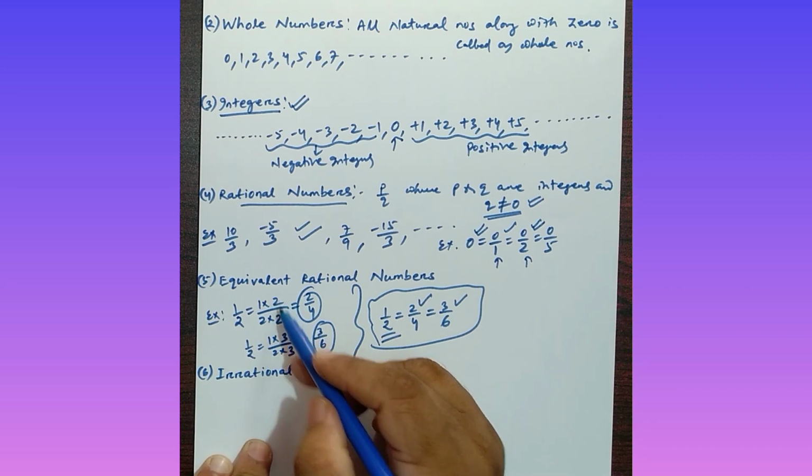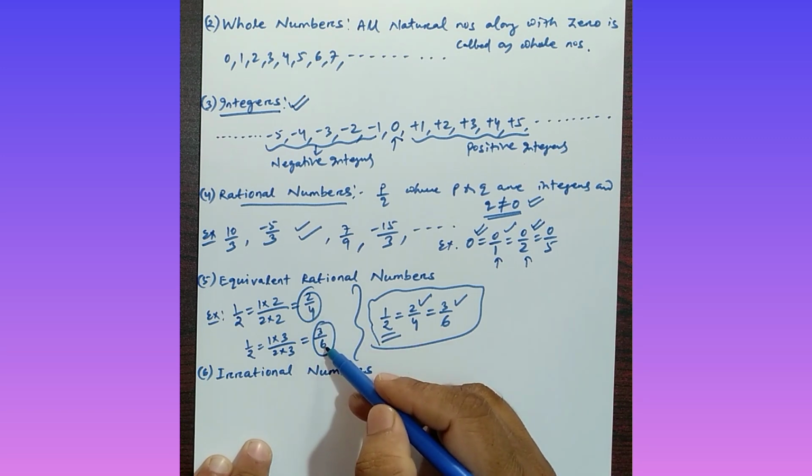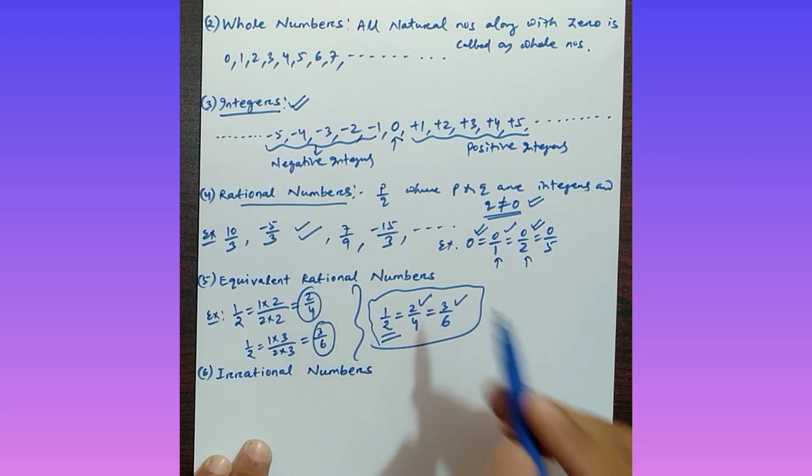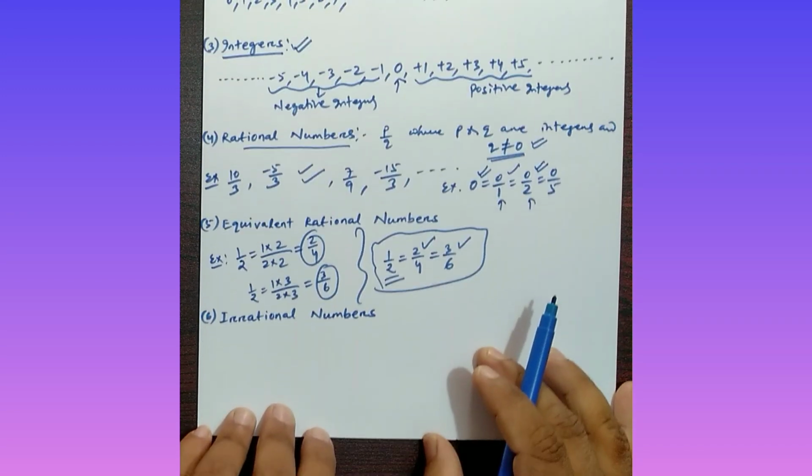न्यूमरेटर में जो भी मल्टीप्लाई करेंगे डिनोमिनेटर में वही सेम नंबर मल्टीप्लाई करेंगे. डेफिनेटली, whatever the new rational number you are getting, that is called the equivalent rational number. क्लियर है? गुड, बहुत बढ़िया. So now move on to the next.